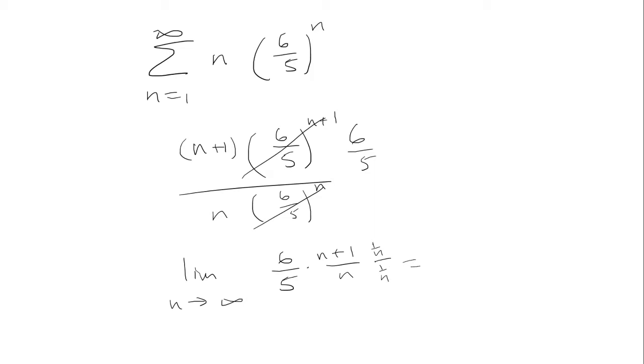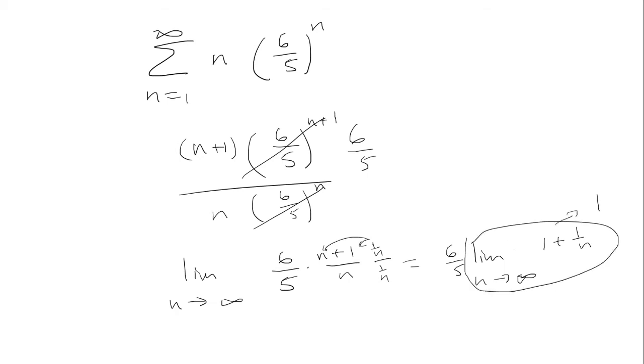Okay. So we'll pull out the 6/5. And you want to distribute the 1 over n to both the n and the 1. And in the denominator, n times 1 over n is just 1. So this limit goes to 1, but we have to multiply by 6/5. So it's 6/5 times 1, which is 6/5, and this is greater than 1. So by the ratio test, this diverges.